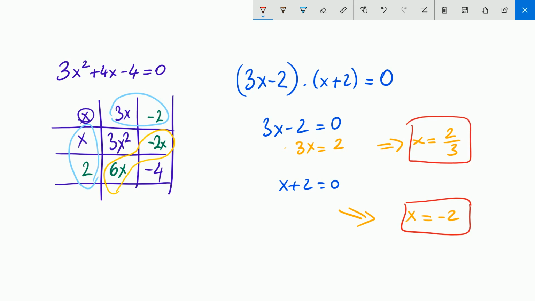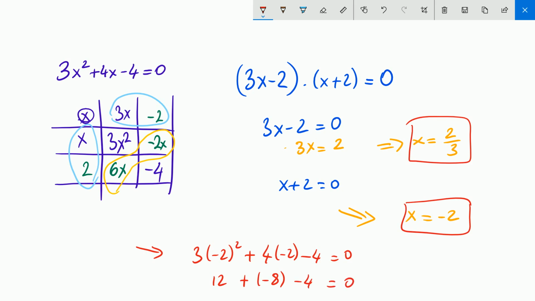When you replace x with -2, this expression will be 0. Let's verify. 3 times (-2)² plus 4 times -2, -4 equals 0. So here it's going to be 4 times 3, 12, plus here it's going to be -8. Here it is going to be -4. So the result will be, as you see, 0.